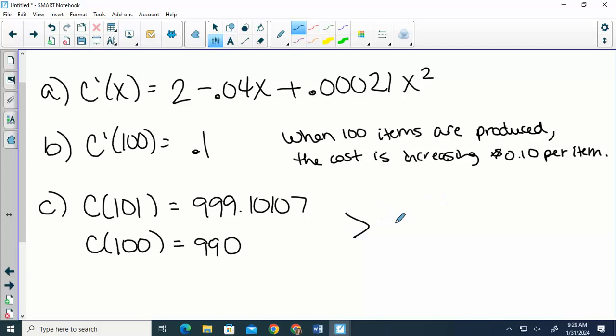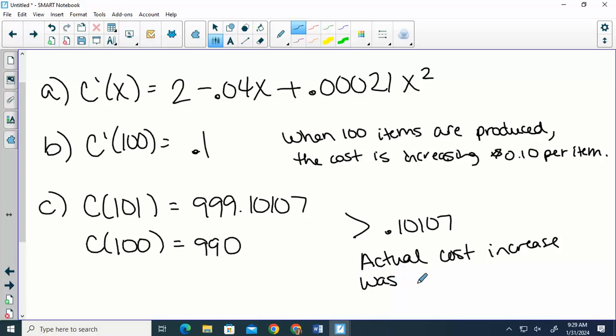So when you subtract those, the actual cost increase, so our estimate was pretty close. Okay, that's telling us the true cost. Our derivative was our estimate for the cost.